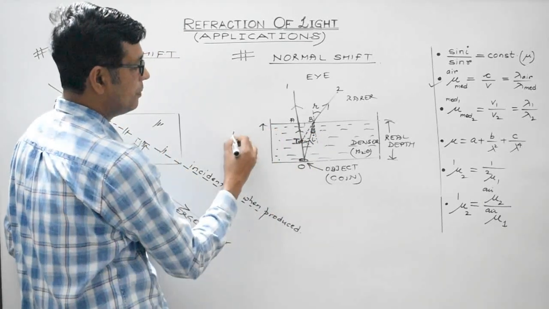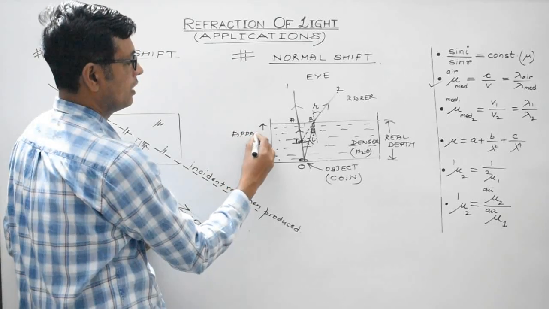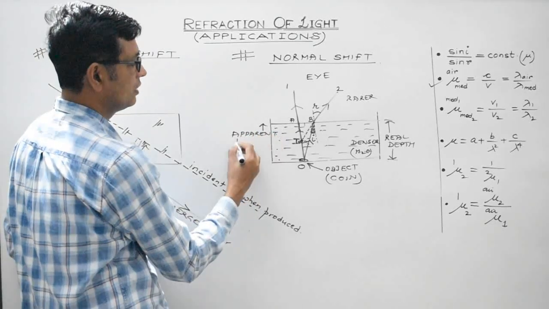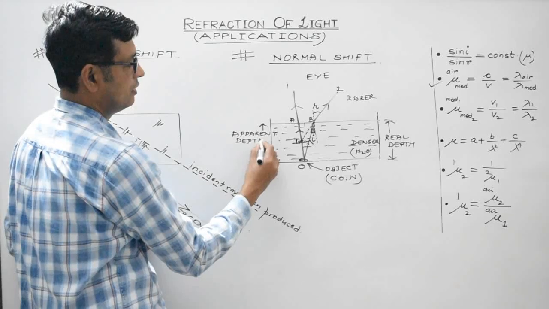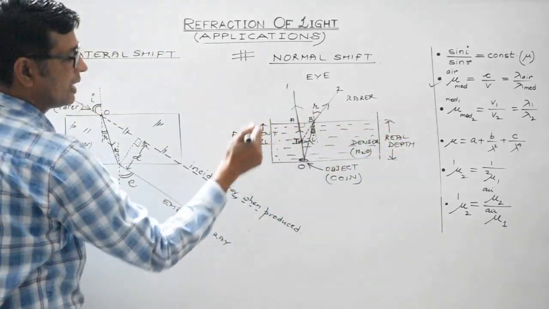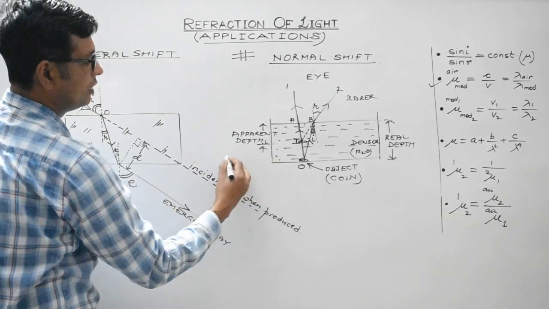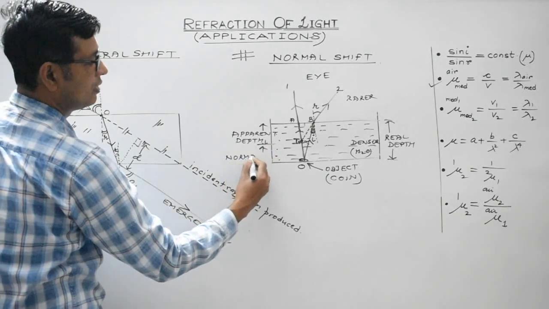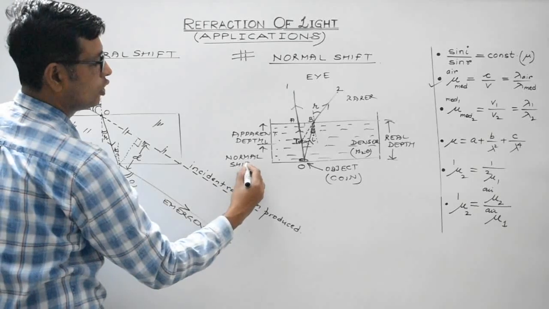So this is the apparent depth. Apparent means virtual depth. And the difference between the real depth and the apparent depth, that is known as normal shift.